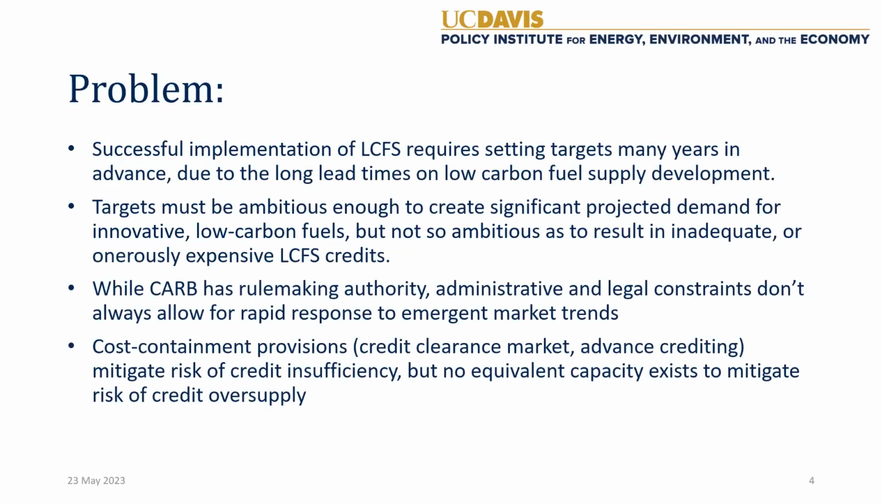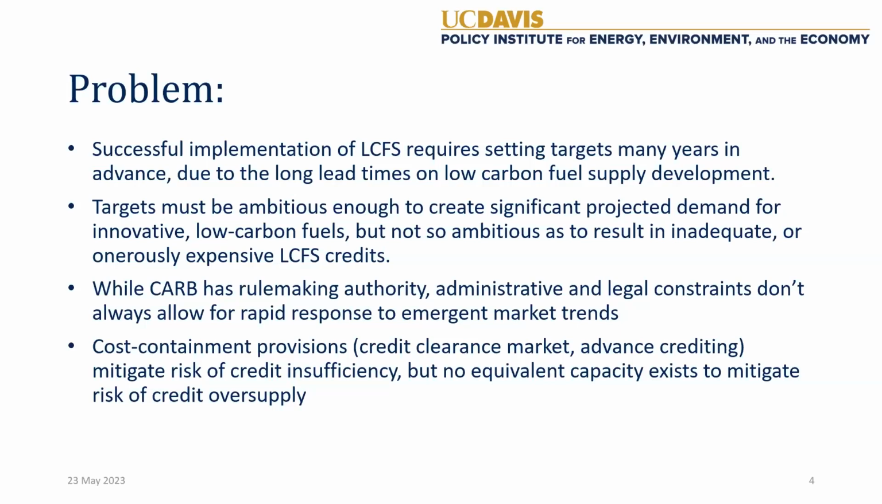So a quick overview of the problem, and I think Jeff covered this quite well, so I don't have to spend a lot of time here. To make the LCFS work, you have to set targets very far in advance, which requires making a lot of predictions about the future, and those predictions are almost never going to be perfectly right. The targets have to be ambitious enough to create a strong market signal, but not so ambitious as to make the program unworkable or impossibly expensive to fuel consumers. And while CARB ultimately does have rulemaking authority and should and will maintain that rulemaking authority, it doesn't always allow for rapid response due to administrative and procedural constraints.